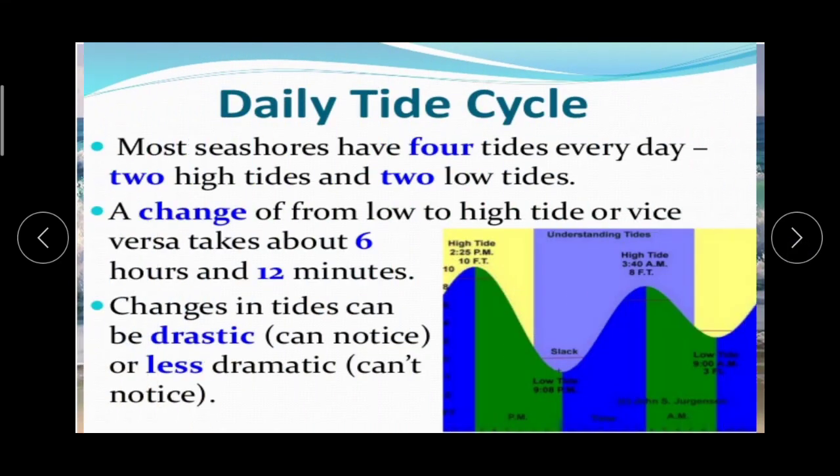Then the next thing, the daily tide cycle. The tides are continuously occurring phenomena. After reaching the maximum water level during high tide, the low tide sets in, and after reaching the lowest water level during low tide, the high tide sets in, and this occurs naturally. So most seashores have 4 tides every day, 2 high tides and 2 low tides. A change from low to high tide or vice versa takes about 6 hours and 12 minutes.